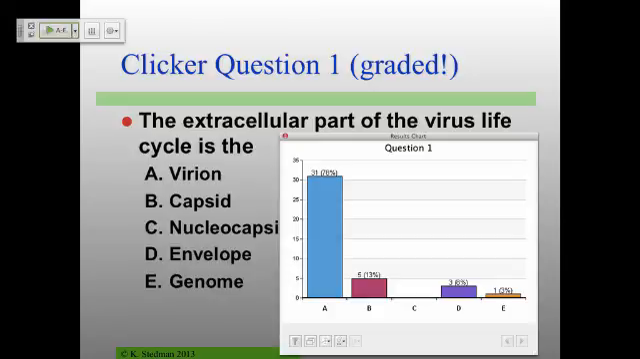Capsid is the protein which is involved in making that virion, and usually it's going to be protein. Nucleocapsid is just what's included very often inside enveloped viruses. And that's, again, going to be the outside of the virion, not so much the outside of the virus. And then the genome is what's left on the inside. So I can actually select the correct answer here.